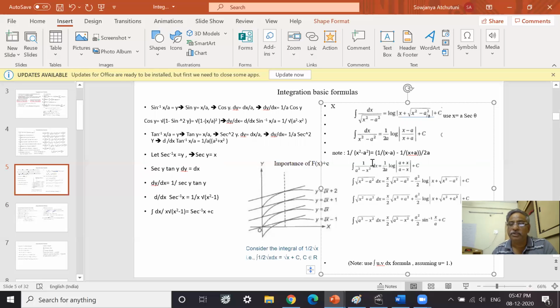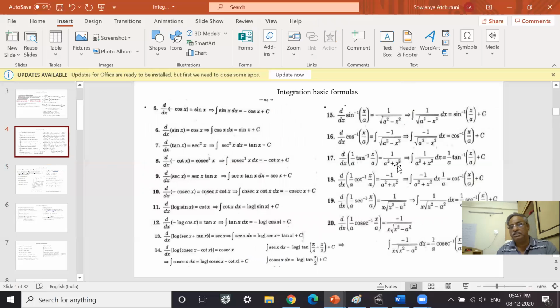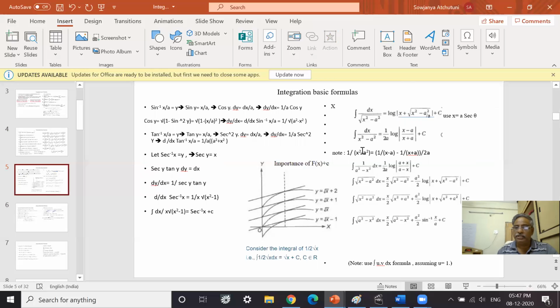Now 1 by a square plus x square, this is not a square minus x square. See, a square plus x square. Here we cannot write it as a plus x into a minus x. So here tan inverse x by a comes into the picture. But if it is a square minus x square or x square minus a square without root, then I can split it as x plus a into x minus a, write it in terms of partial fractions, and convert to logarithm.